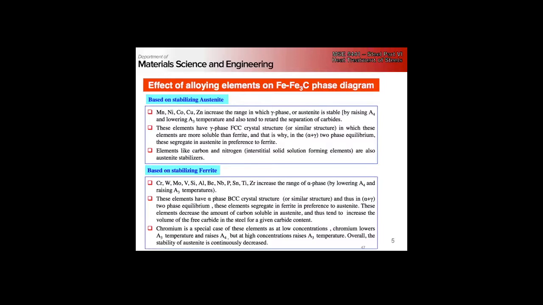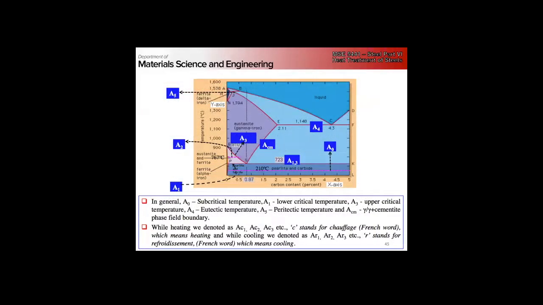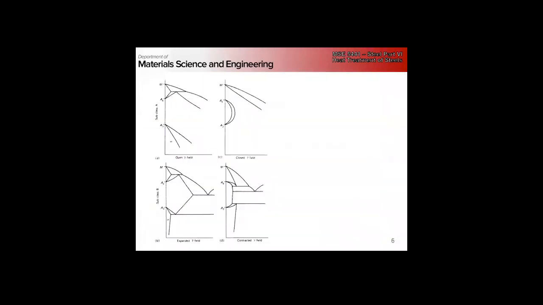Chromium initially lowers the A3 temperature, raises A4, so expands the austenite phase field. Then as you keep going, it starts to do the opposite, right? And then closes the size of that austenite field again. So we can break these down into 4 classes of behavior with respect to the austenite phase field, right?